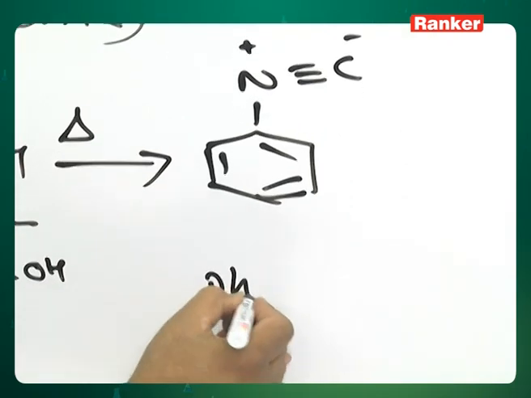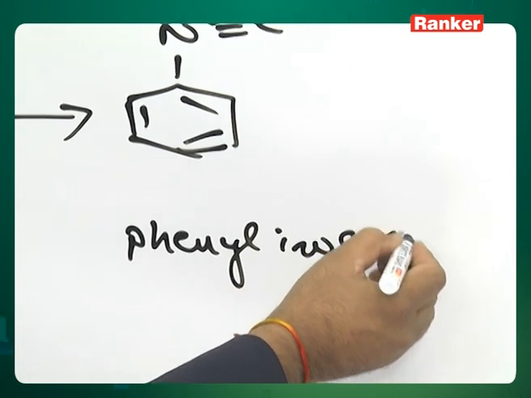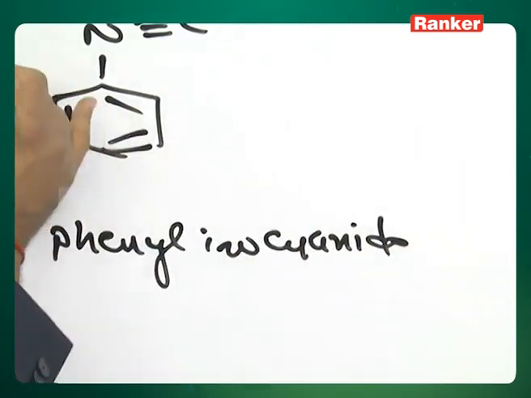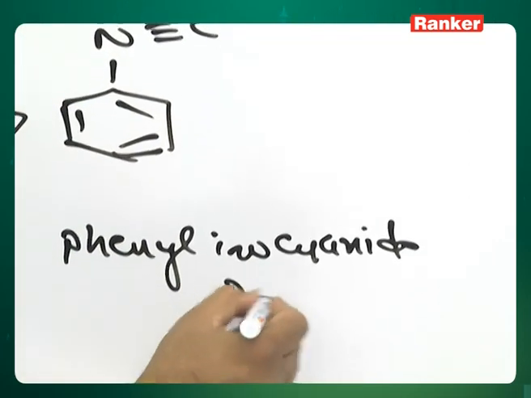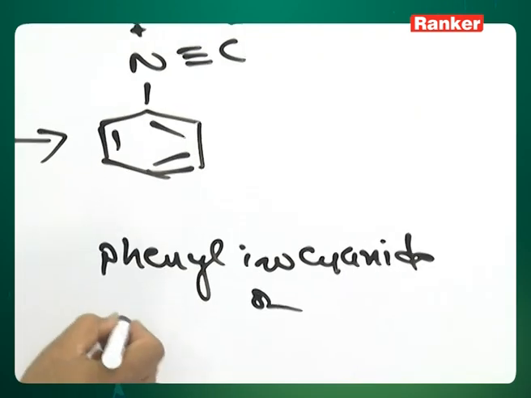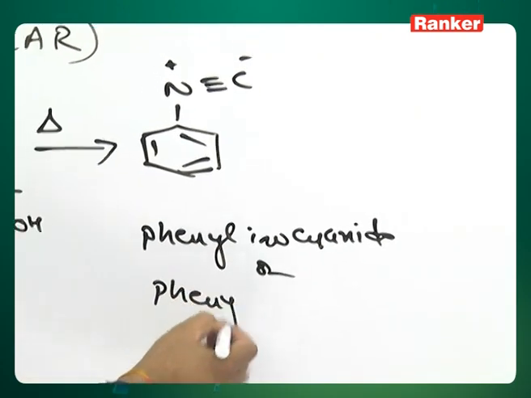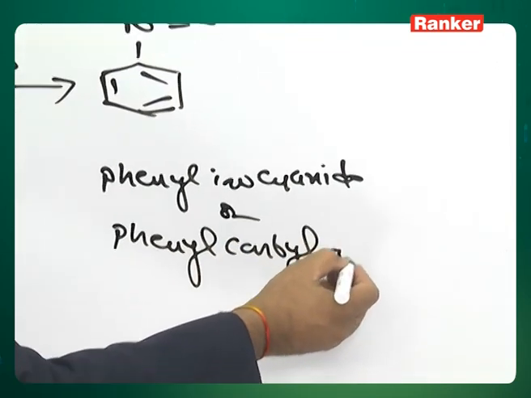Called phenyl isocyanide. Phenyl isocyanide. This is the radical function. The function is isocyanide, so phenyl isocyanide. The same thing is also called phenyl carbylamine. This is the IUPAC nomenclature in fact. Phenyl carbylamine is the IUPAC nomenclature.